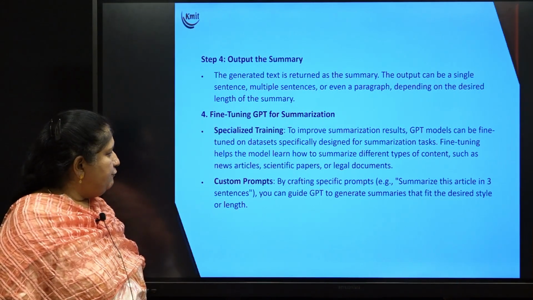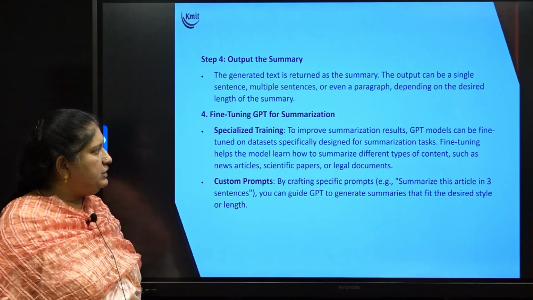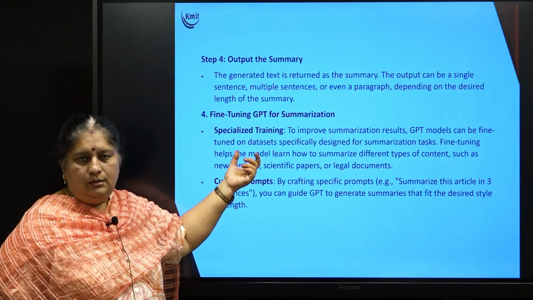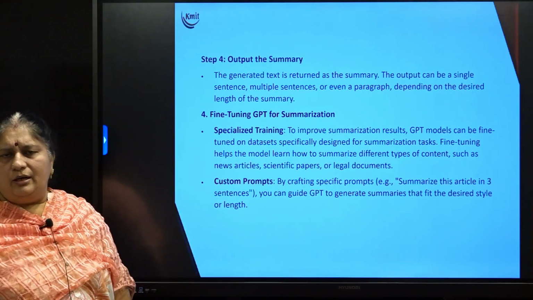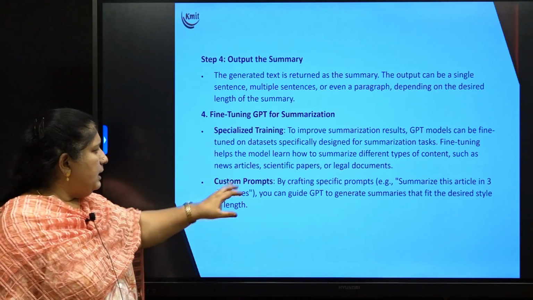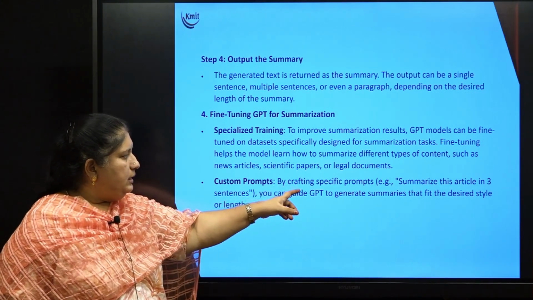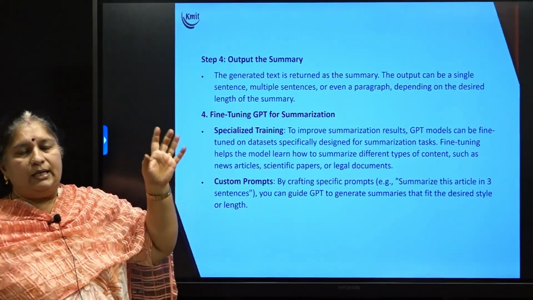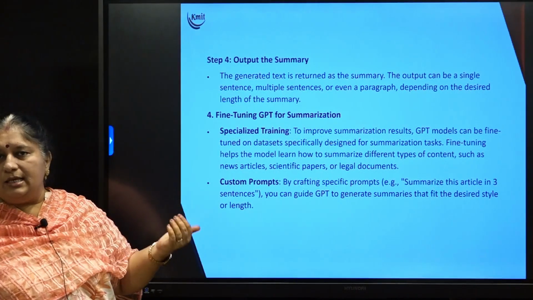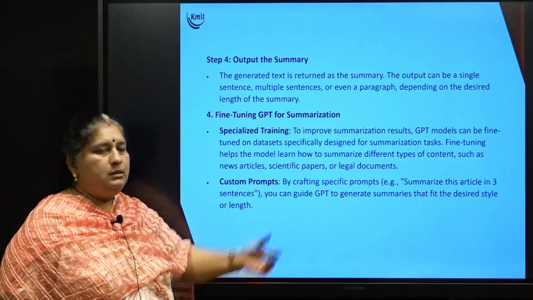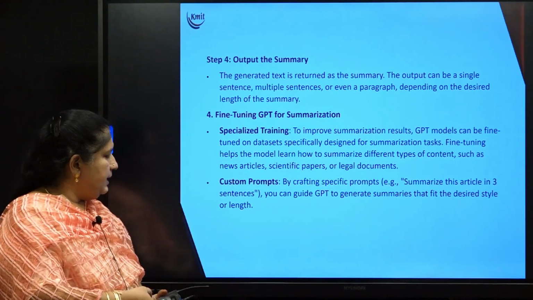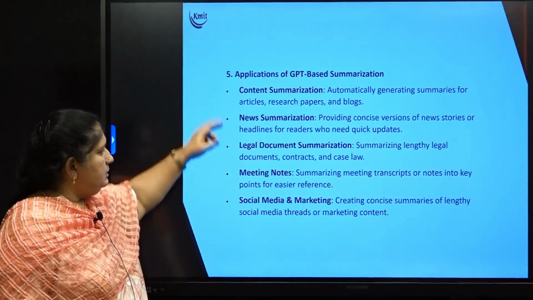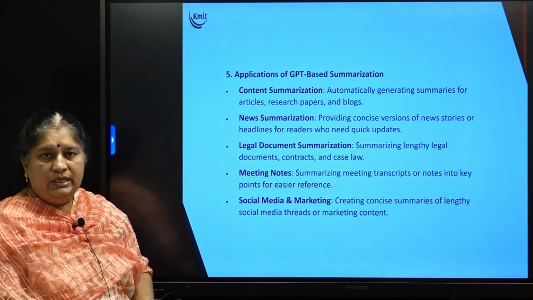Fine tuning the GPT for summarization, special training. Sometimes you might give some few shot learning. Sometimes the summary is automatically generated using zero shot learning. And custom prompts, for example, summarize the article into 3 sentences. This is a specific prompt. You are not expecting a random summary, you are expecting the summary in 3 sentences. So you can also give specific prompts while going for summarization. These are some of the applications that are based on GPT summarization.